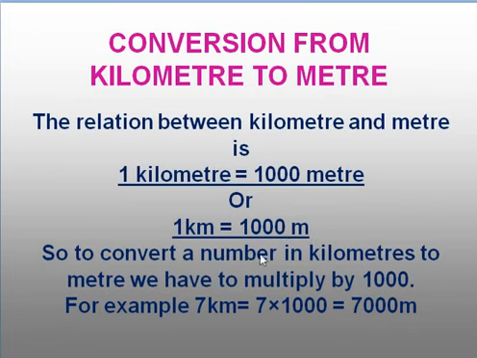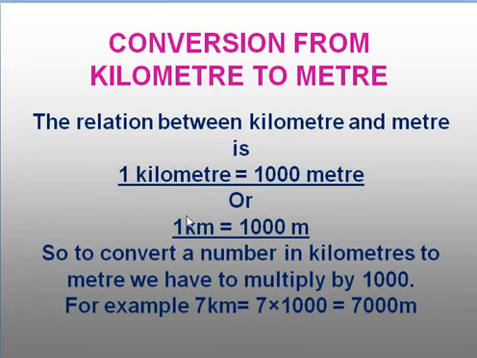So to convert a number in kilometers to meter, we have to multiply it by 1000. Here we are going to convert kilometer to meter. In kilometer and meter, kilometer is a bigger unit of length and meter is a smaller one. And what is the relation between them? 1 kilometer is equal to 1000 meter, or we can say 1000 meter makes 1 kilometer.